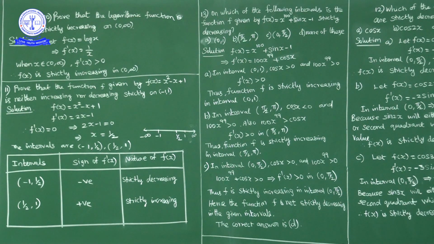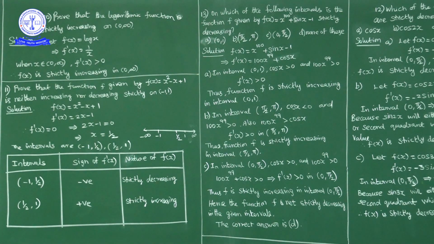Now we have proved that the logarithmic function is strictly increasing in 0 to infinity. f of x is log x, derivative f dash of x equal to 1 by x. As x belongs to 0 to infinity, x is positive, so 1 by x is also positive. As f dash of x is greater than 0, f of x is strictly increasing in 0 to infinity.